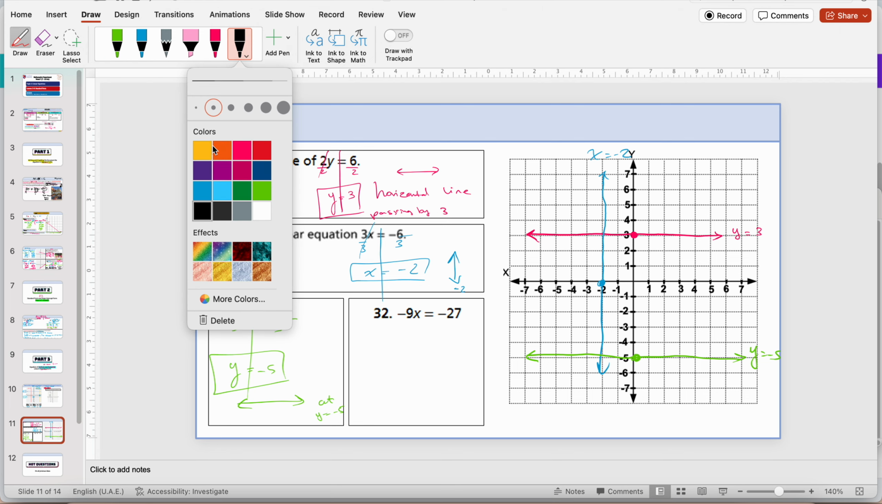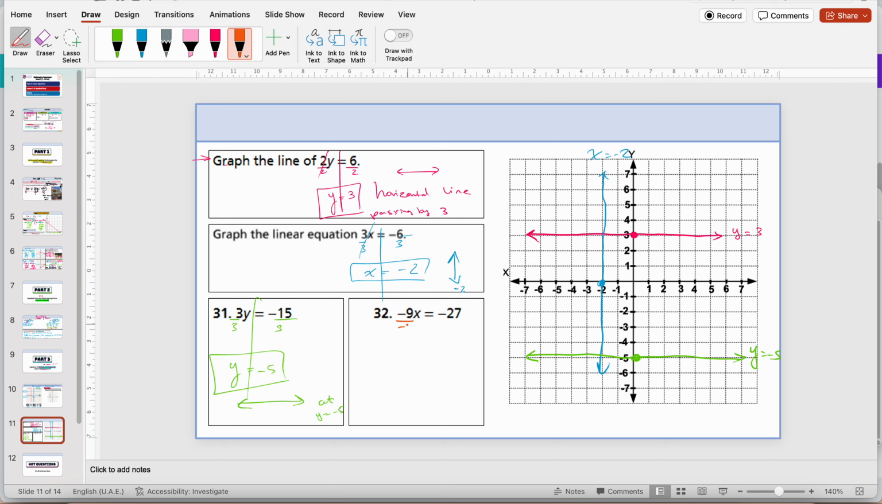Lastly is this one. Divide by negative 9, x equals positive 3. How can I graph this equation? I have x-intercept positive 3. Since I don't have any y, it's just a straight vertical line passing by 3 on the x-axis. So this is a vertical line.